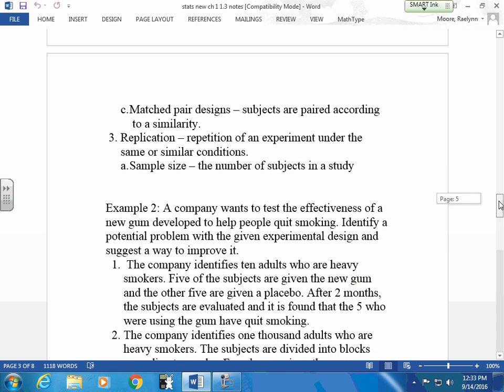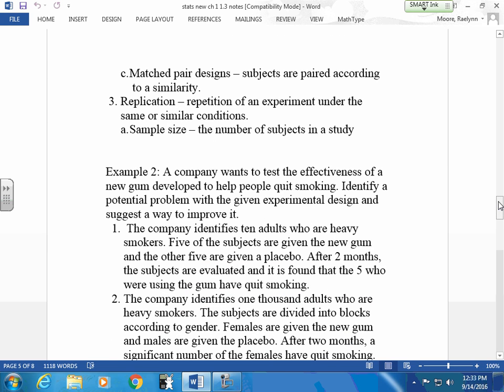Sometimes you have matched pairs. Replication: you do this in science. You want to repeat your experiment as many times as possible to make sure that you get the same results. You do that in statistics. You test different samples from the same population.